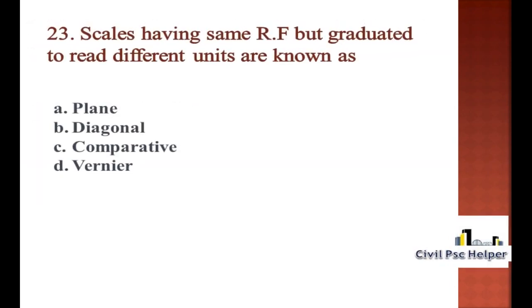23rd question. Scales having same representative fraction but graduated to read different units are known as option A plane scale, option B diagonal scale, option C comparative scale, option D vernier scale. The scales having same representative fraction but graduated to read different units are known as comparative scale. Option C is correct.